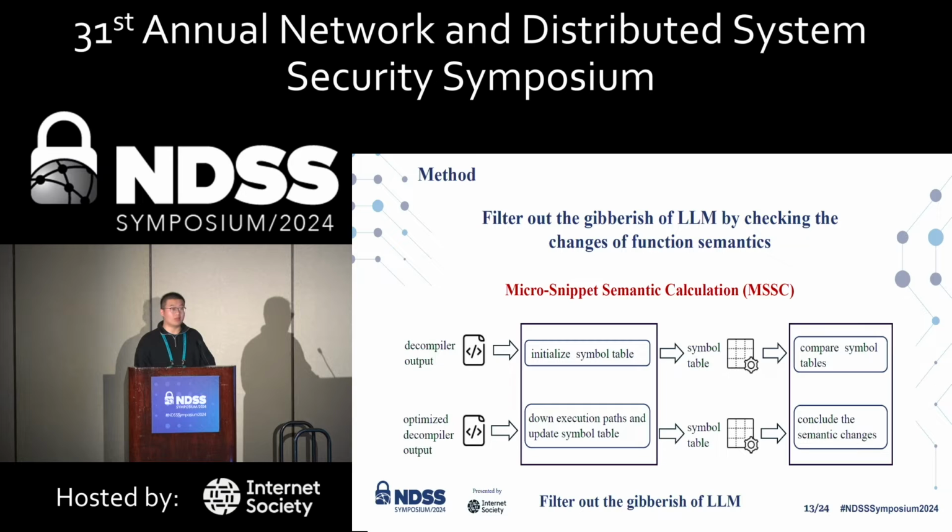After that step, we get two symbol tables, one for the decompiler output, the other for the optimized decompiler output. Then we compare the two symbol tables, focusing on return values and items that can cause side effects. If the corresponding values are the same, we think the function semantics remain the same and we accept the optimization. This is how we filter out the gibberish of the large language model.